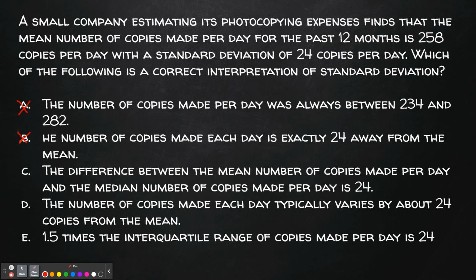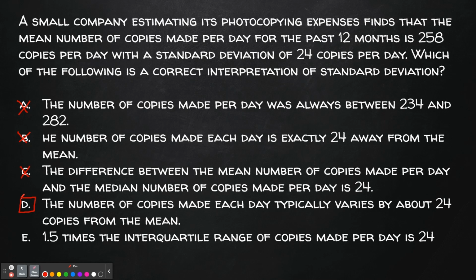C says the difference between the mean number of copies made per day and the median number of copies made per day is 24. Standard deviation does not measure that distance, so that's incorrect. D says the number of copies made each day typically varies by about 24 copies from the mean. That is a winner chicken dinner right there. Because standard deviation is a typical distance from the mean, we can expect the number of copies each day to vary by about 24 from the mean.